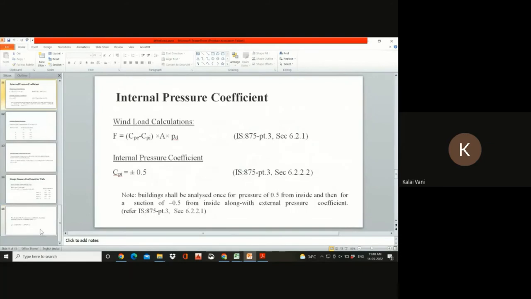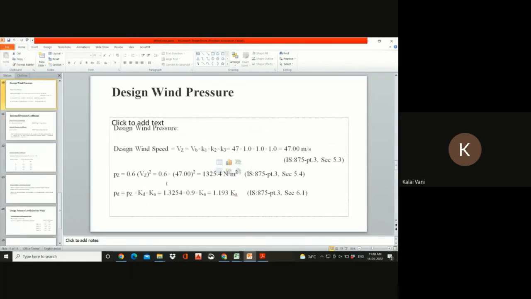That is, VZ equals VB into K1, K2, K3. VB is the basic wind speed. K1, K2, K3 all are most maximum one. So how to find this K1, K2, K3? KA and KD we have seen.